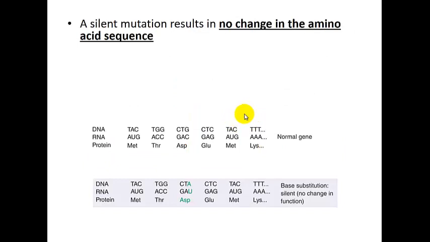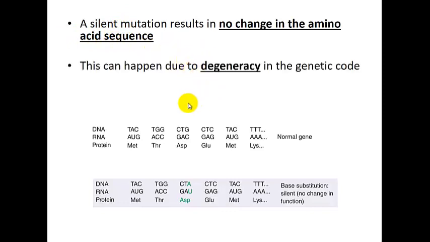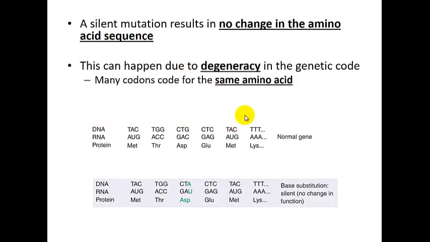Now, the next type is called a silent mutation. This is where we actually have a change in the DNA sequence, but no change in the amino acid sequence. And the only reason this is possible is due to what's called degeneracy in the genetic code. I'll show you the chart here in a second, but it turns out that many amino acids have multiple codons coding for the same amino acid. And this is what's referred to by degeneracy. We have a handful of codons in some cases, all coding for the same amino acid.